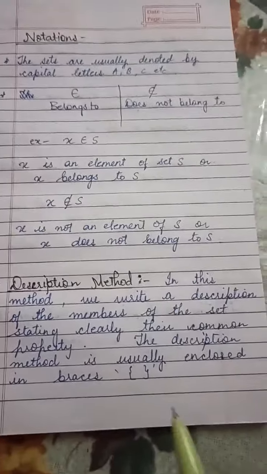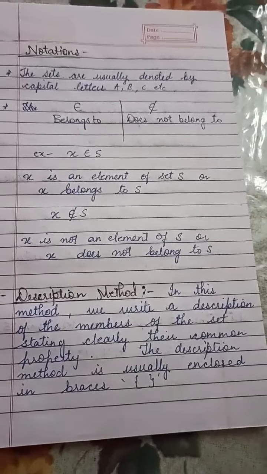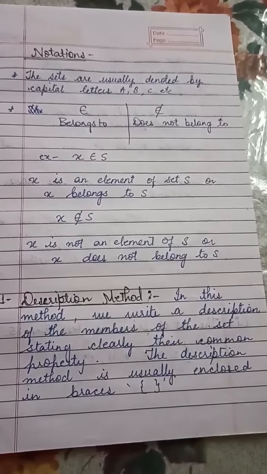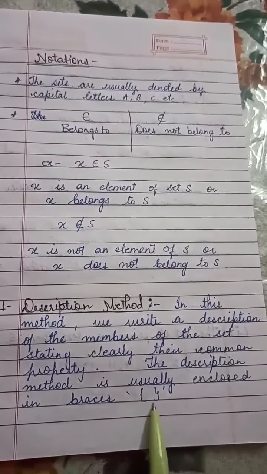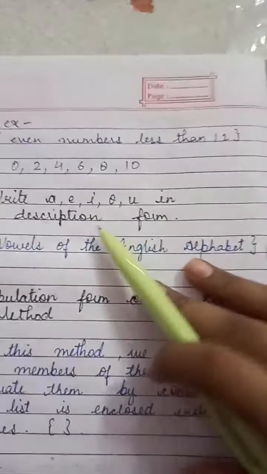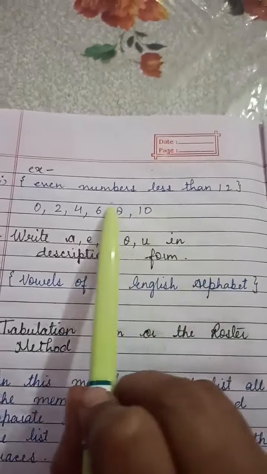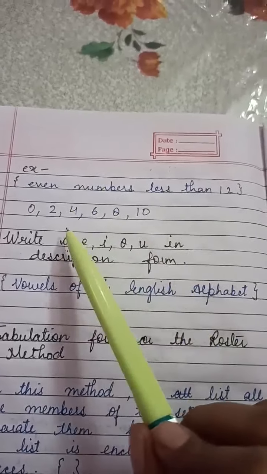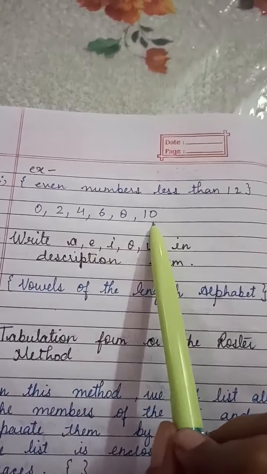Now first method is the description method. In this method we write a description of the members of the set, stating clearly their common property. The description method is usually enclosed in braces. See this example: even numbers less than 12. This is a description form. So even numbers less than 12 means 0, 2, 4, 6, 8 and 10.